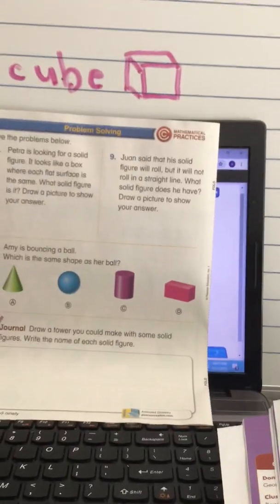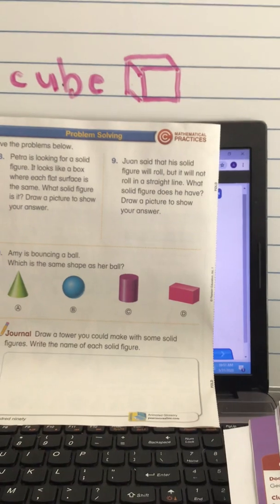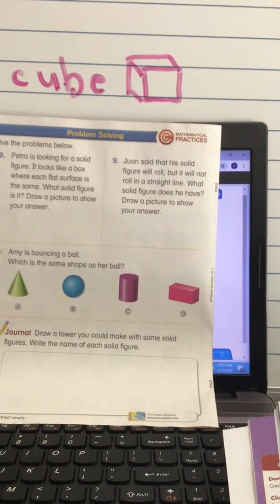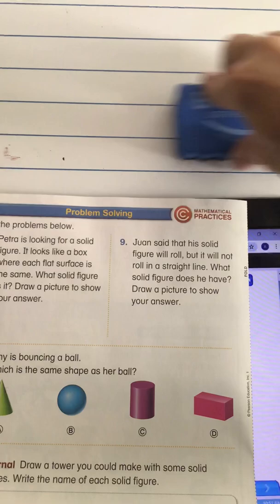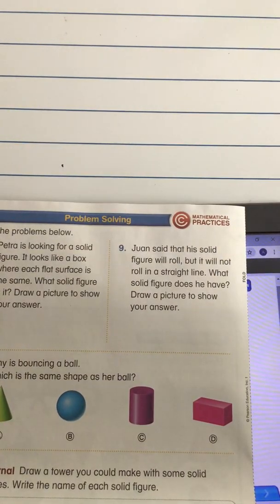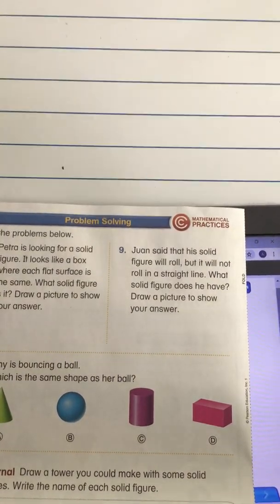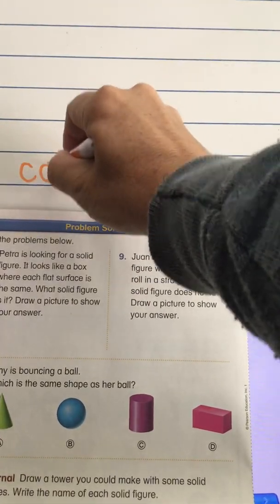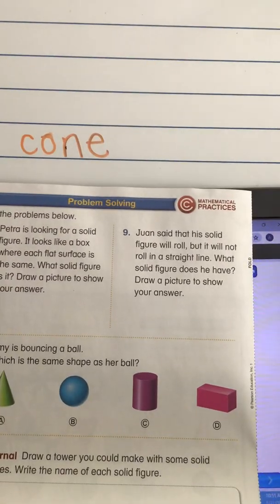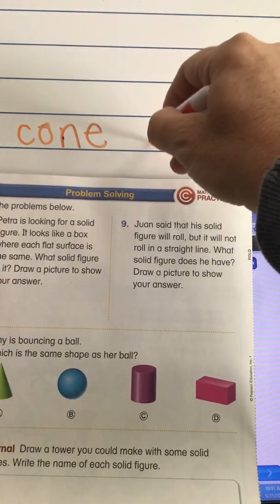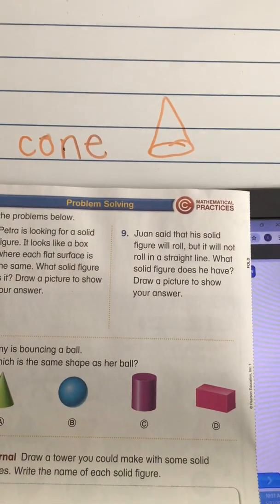All right, so out of our ones that will roll, we had the sphere, the cone, and the cylinder. But it says the one that will not roll in a straight line, and that one was the cone. The cone did not roll in the straight line. So if you want to write the word cone, you can. Again, Magic E gives its power to the O to make it say cone. Or you can draw a picture of a cone for number 9.